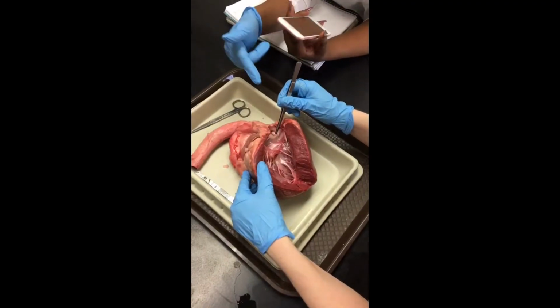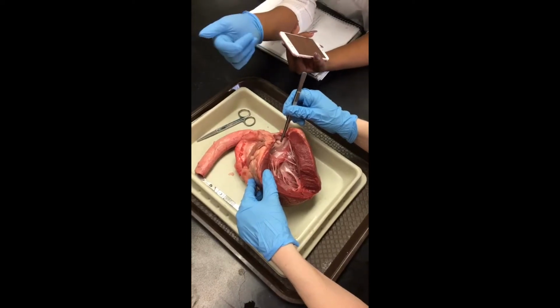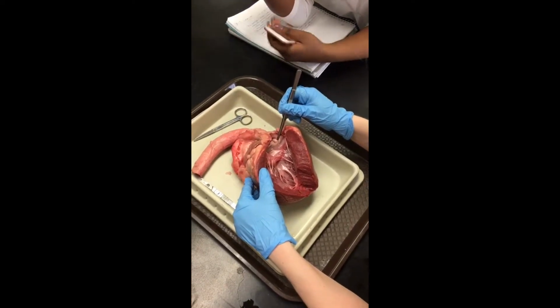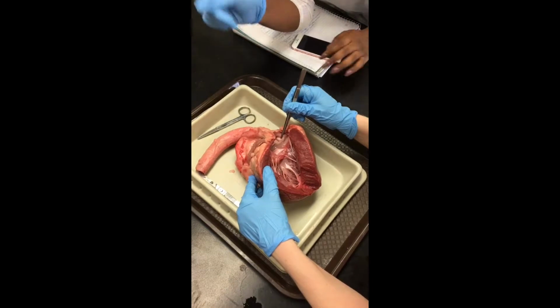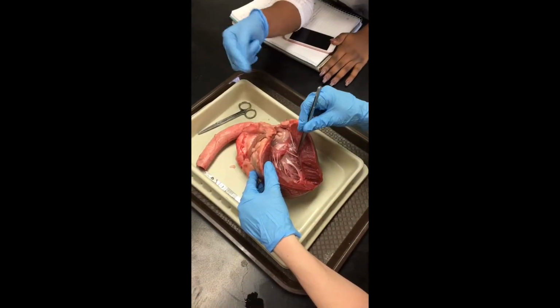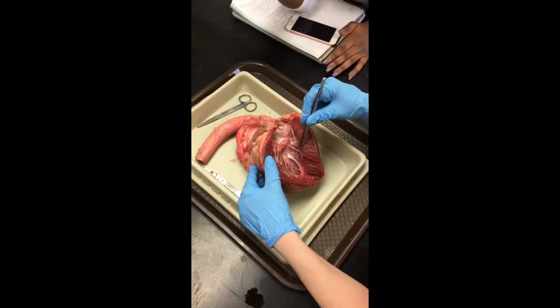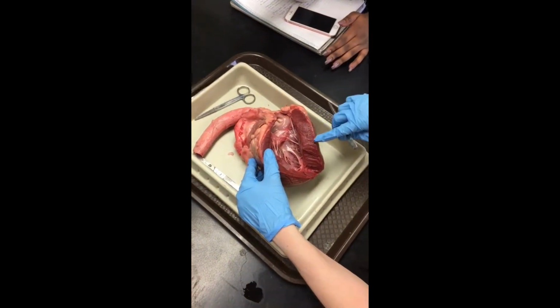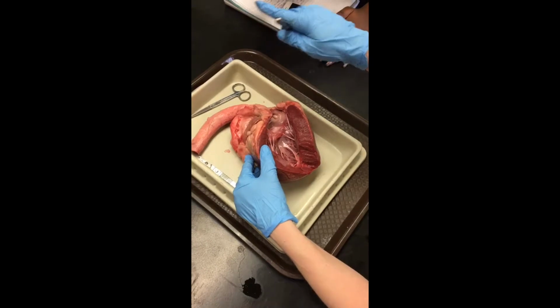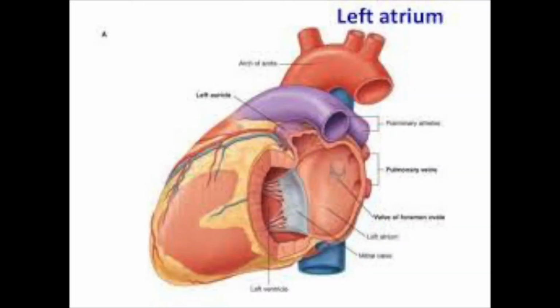So oxygen-rich blood from the lungs enters the left atrium through the pulmonary vein, and then afterwards it goes to the left ventricle and into the body. And the wall is thicker because it needs to pump the blood to the whole rest of the body.